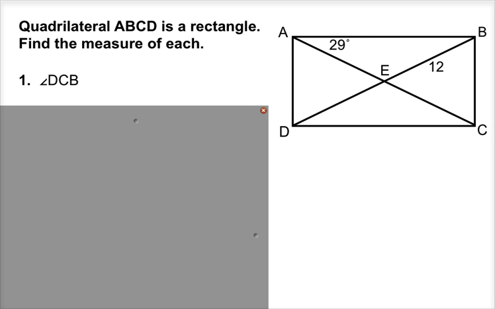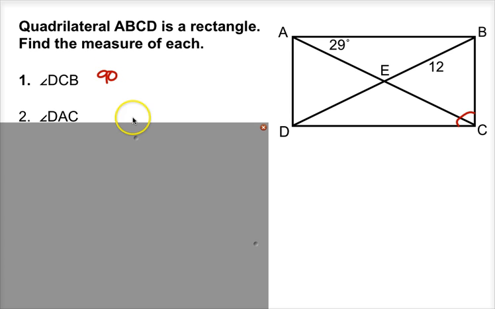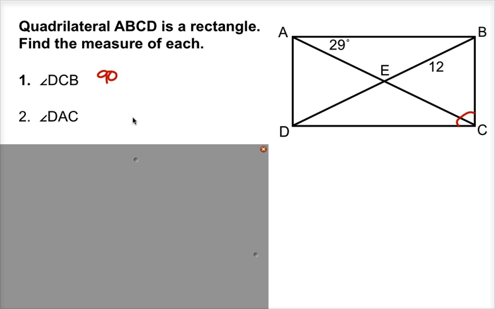Quadrilateral ABCD is a rectangle. Find the measure of each. So looking to find angle DCB. Well, if this is a rectangle, that has to be a 90-degree angle. So its measure will be 90. DAC. Well, I know that this is a 90-degree angle. So if I'm looking for just DAC, I would take 90 minus 29, which is going to leave me with 61.